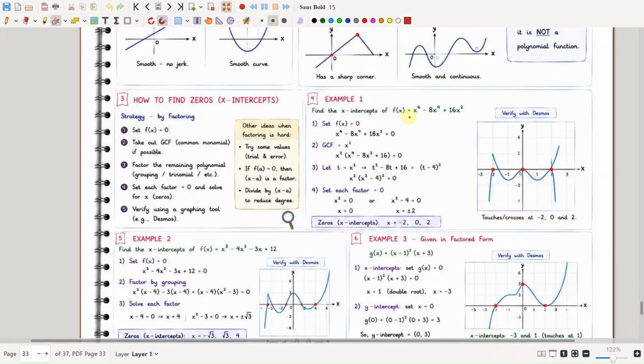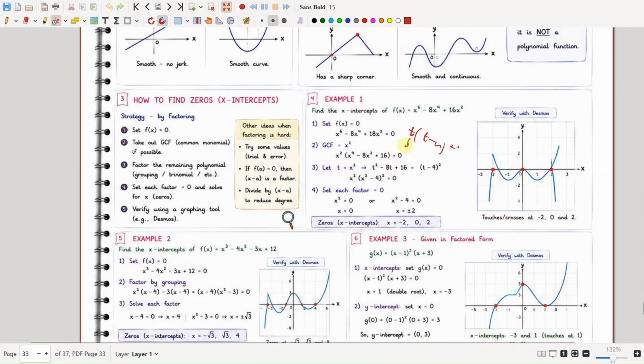See here, x power 6 minus 8 x power 4 plus 16 x square. In this we can take x square common outside, right? Therefore x square into x power 4 minus 8x square plus 16. I am taking x square is equal to t. Therefore it becomes t into t square minus 8t plus 16. Using the factor method, I can write minus 4, minus 4, to get minus 8 and plus 16. Therefore, my answer will be t into t minus 4 the whole square.